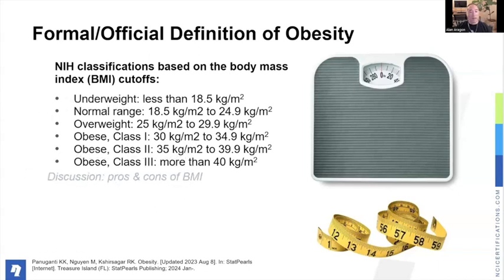Now, it is very important to be familiar with the limitations of using body mass index. What body mass index can be useful for is as a rough, very crude population level screening tool for risk stratification. What it is not useful for is a way to assess individuals. And this is because BMI does not take into account body composition.